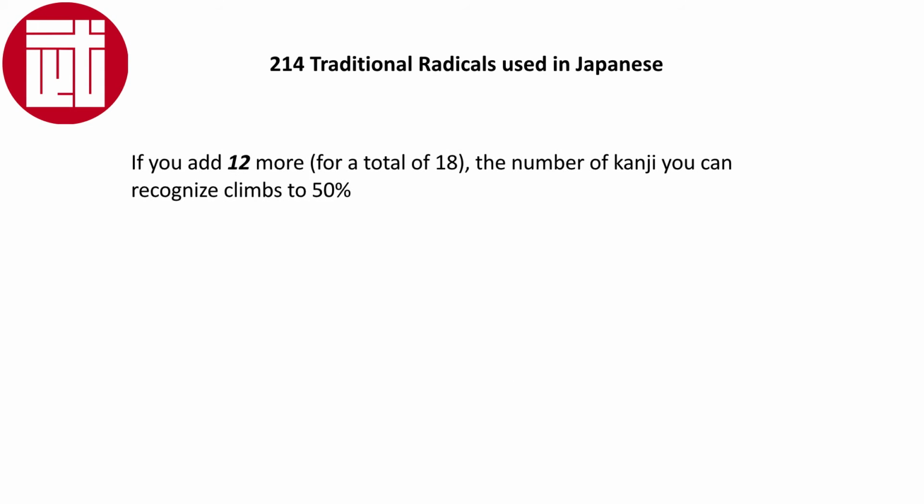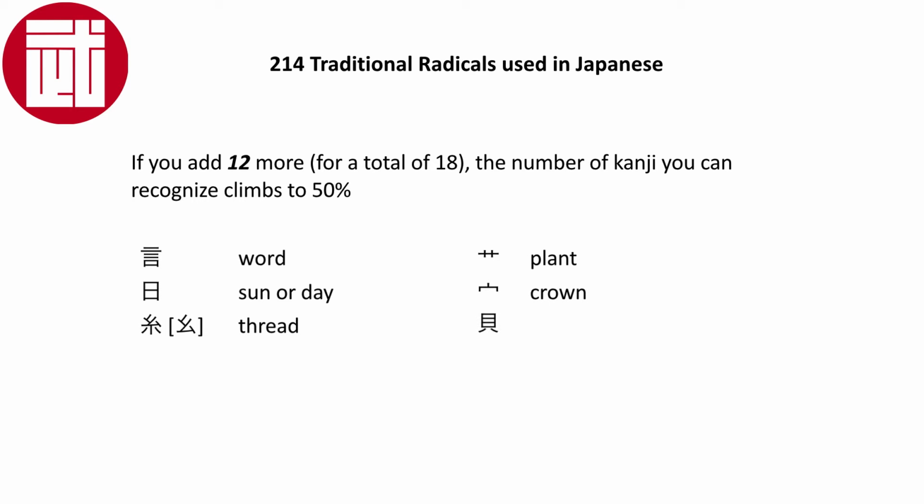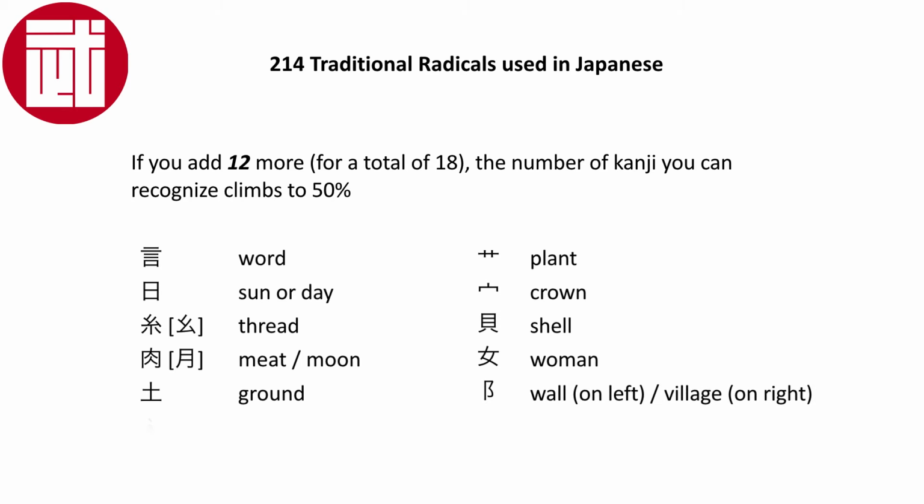If you add 12 more characters, you increase the number of kanji you can recognize to about 50%. Word, plant, sun or day, crown, thread, shell, meat or moon, depending, woman, ground, wall or village, road, and finally gold or metal.